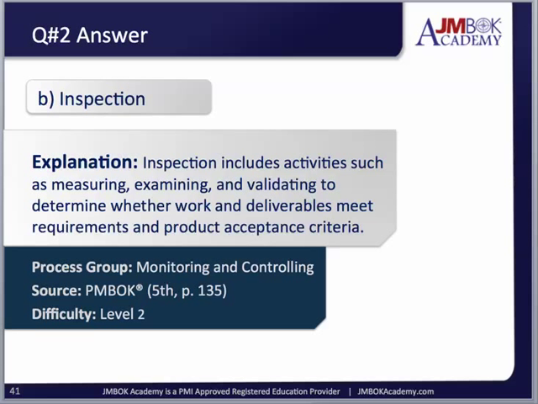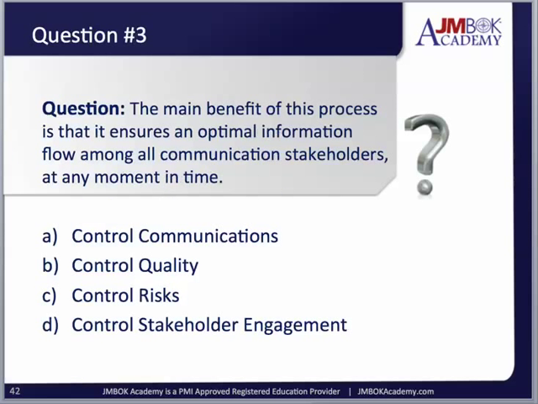So these are words that are tied to inspection. It includes activities such as measuring, examining, and validating to determine whether work and deliverables meet requirements and product acceptance criteria. In other words, can we accept the product? Have we met the requirements? This comes from monitoring and controlling, page 135, level 2, because you had a little scenario in the question itself.